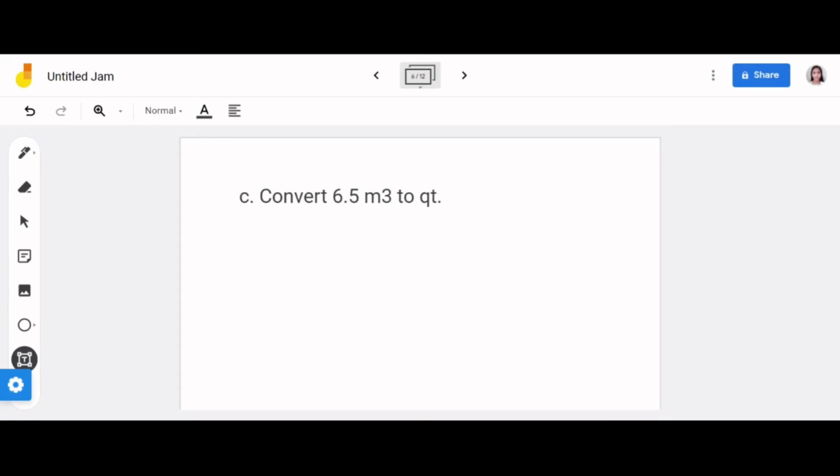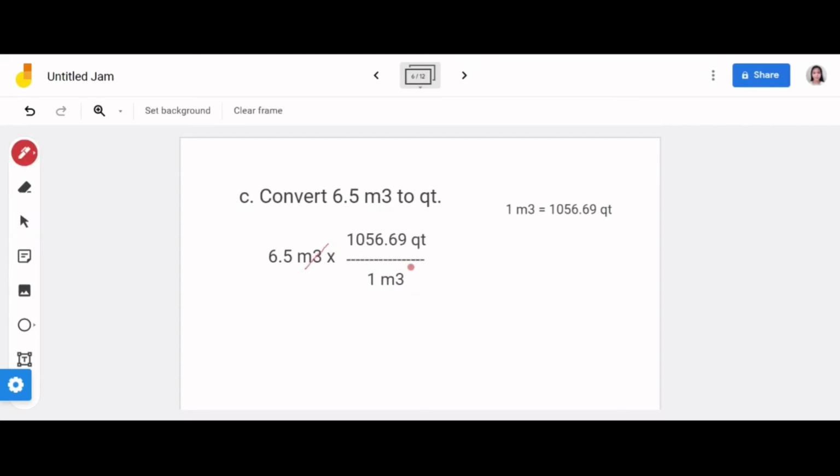For the last problem in volume, we have to convert 6.5 cubic meter to quarts. So rewrite 6.5 cubic meter, and remember that 1 cubic meter is equal to 1056.69 quarts. So multiply it: 6.5 times 1056.69 quarts over 1 cubic meter. Then cancel the unit. So why do we have to cancel the unit? To get the quarts. And of course, to cancel them, one must be in the denominator and one must be in the numerator. So if we multiply 6.5 by 1056.69, we will get 6,868.49 quarts.